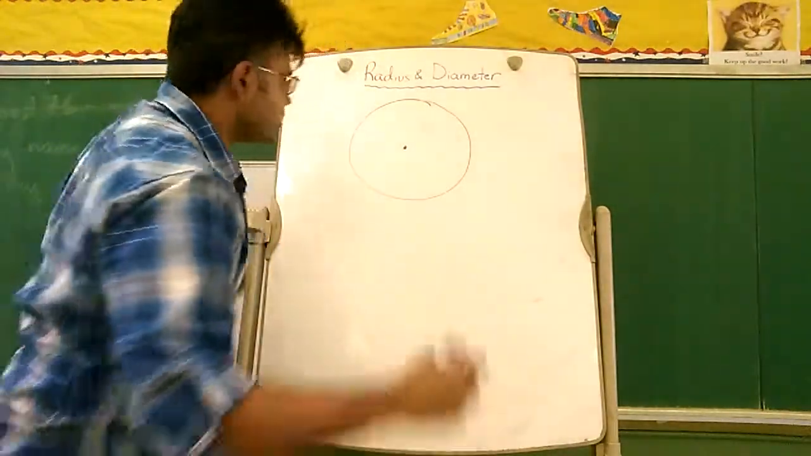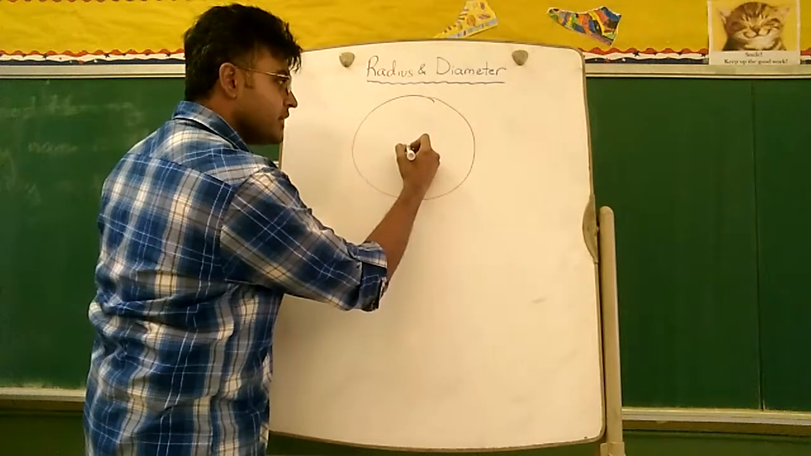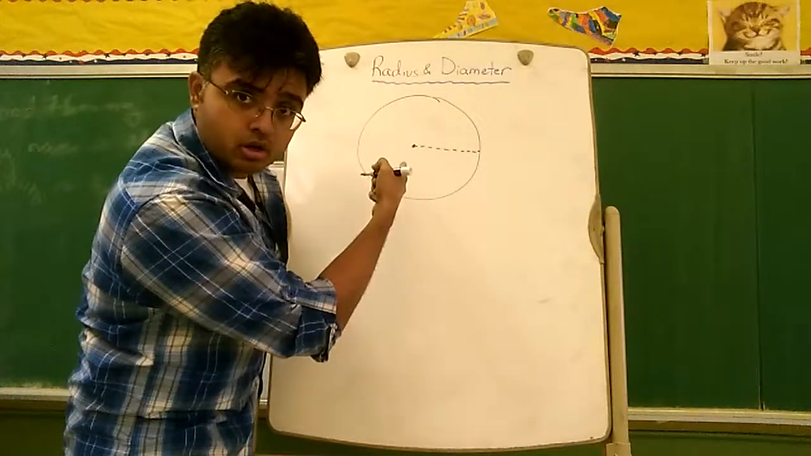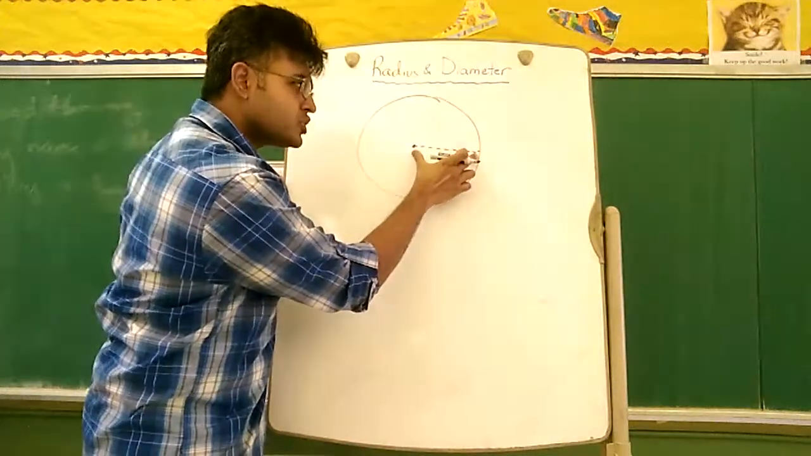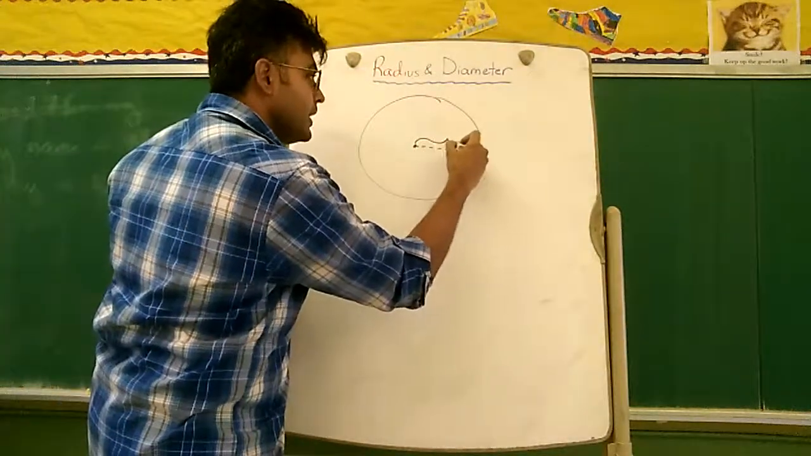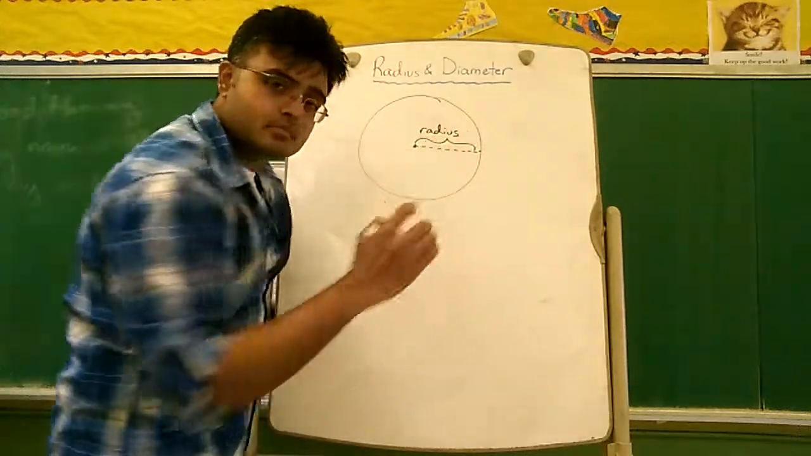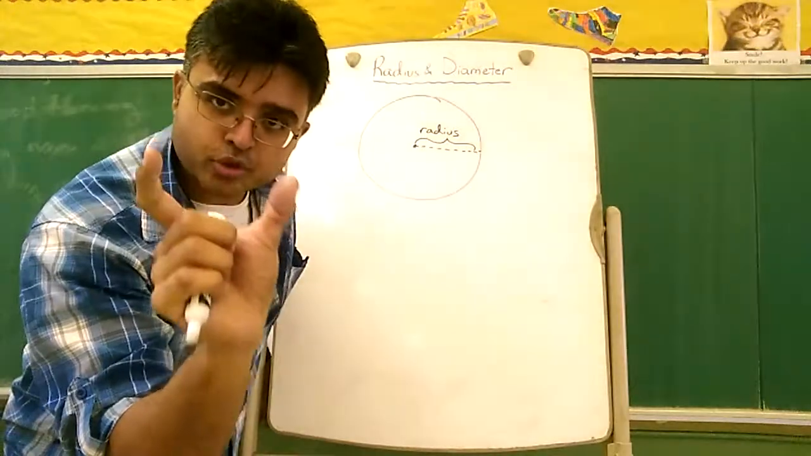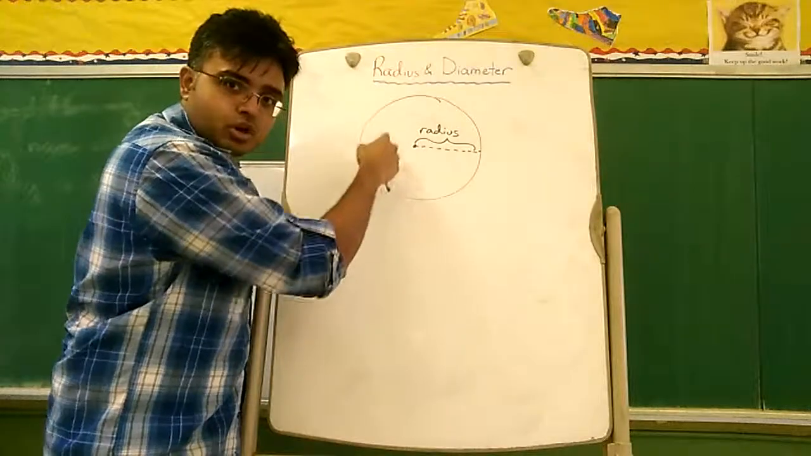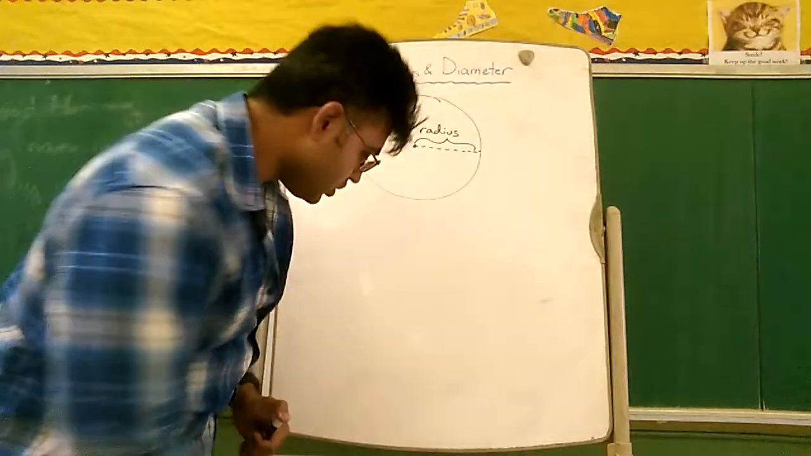Now, from the center of this circle, there is a straight line that goes to the edge of the circle. This straight line, which is kind of short, has a special name, and that name is radius. The radius is always that short line that starts from the center of the circle and it can go to the edge of the circle. That's the radius.